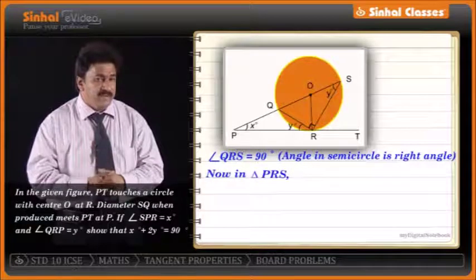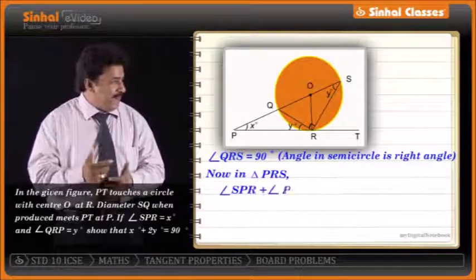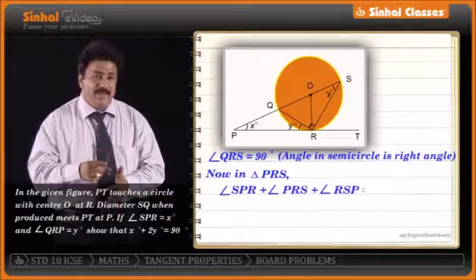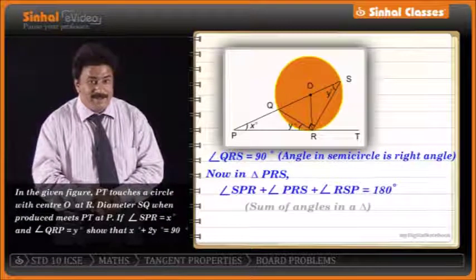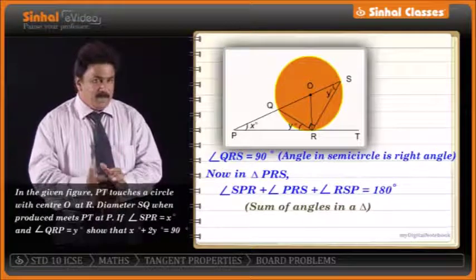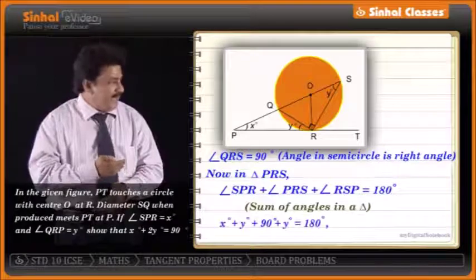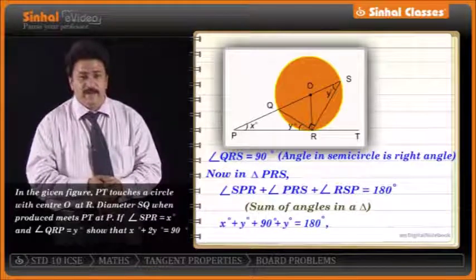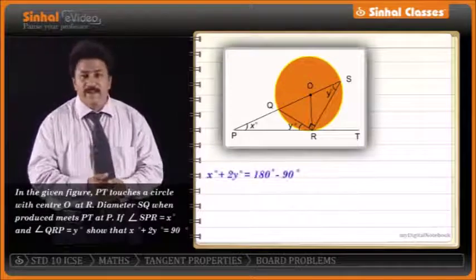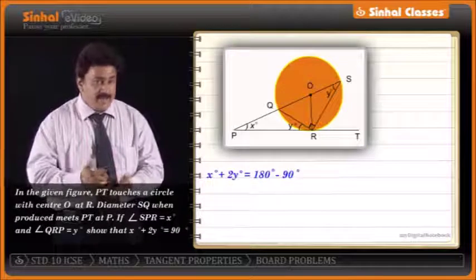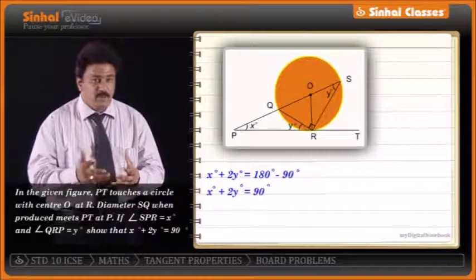Now, which are the angles in this triangle? Angle SPR plus angle PRS plus angle RSP is 180 degrees. Putting the values over here, I get x plus y plus 90 plus y is equal to 180 degrees. That is x plus 2y is equal to 180 minus 90 degrees. Finally I get x plus 2y is equal to 90 degrees. That's what you wanted to prove.